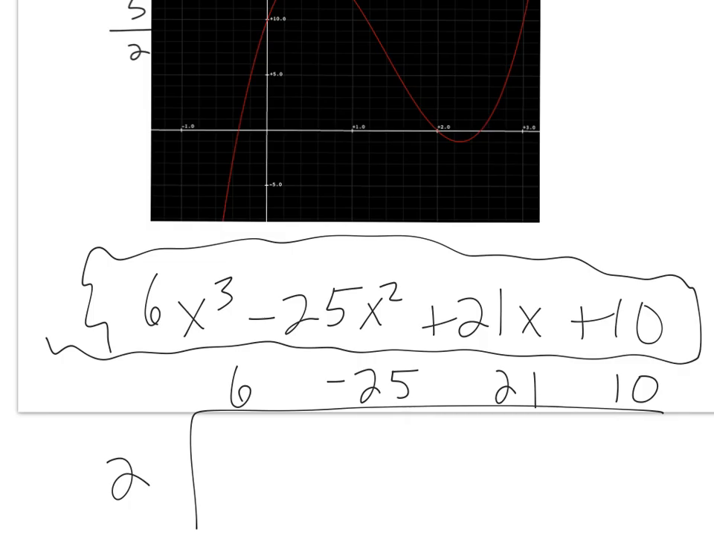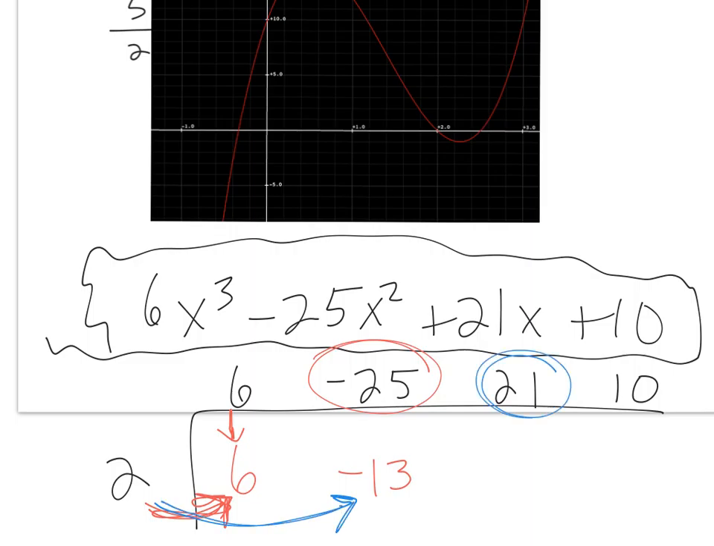Will, go ahead. You bring down the 6. Always bring down the first number. Then? The 12 minus 25 is -13. So we multiply these two next, always. Multiply this like you're distributing to give you 12, and then add this number, that gives you -13. Go ahead, Will. And then 2 times -13. Multiply these two to give you -26. Yeah, and then plus 21 is -5. And then multiply these two. Go ahead. And then -5 times 2 is -10 plus 10 is 0.